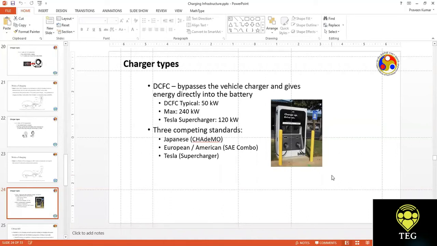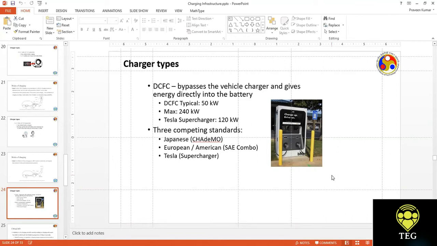And apart from the chargers that we have seen, so far we have discussed the charger modes based on the definition given by SAE. There are three more very famous standards worldwide. So one is the Japanese standard, which is CHAdeMO, and then there is a European American SAE combo standard, and then there is a Tesla supercharger standard.